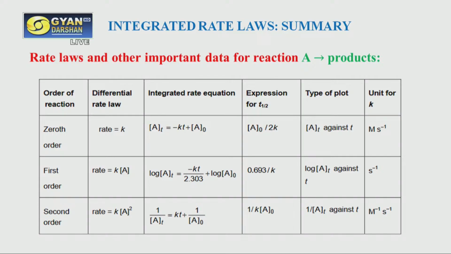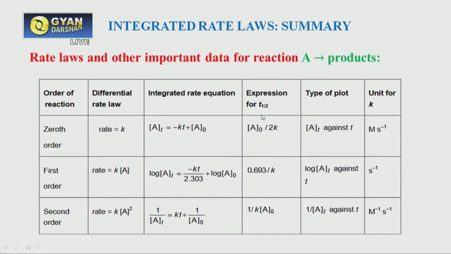And in the summary for the zero order reaction, first order reaction, and the second order reaction, the differential rate law is given. For the zero order reaction, it is directly proportional to the rate constant, for the first order reaction the reactant is A to the power 1, and for the second order reaction, it is A to the power 2. And here we have given the integrated rate law for the zero order, first order, and second order reactions that we have discussed.